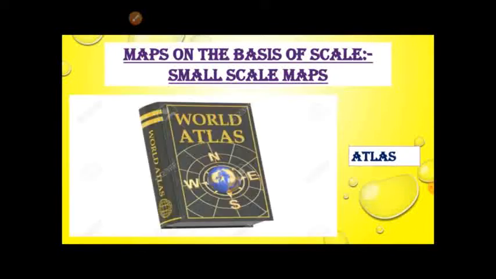Atlas. An atlas is a collection of maps in a book. Atlas maps are small scale maps covering large areas like continents and countries. The science of map making is called cartography. One who draws maps is called a cartographer.